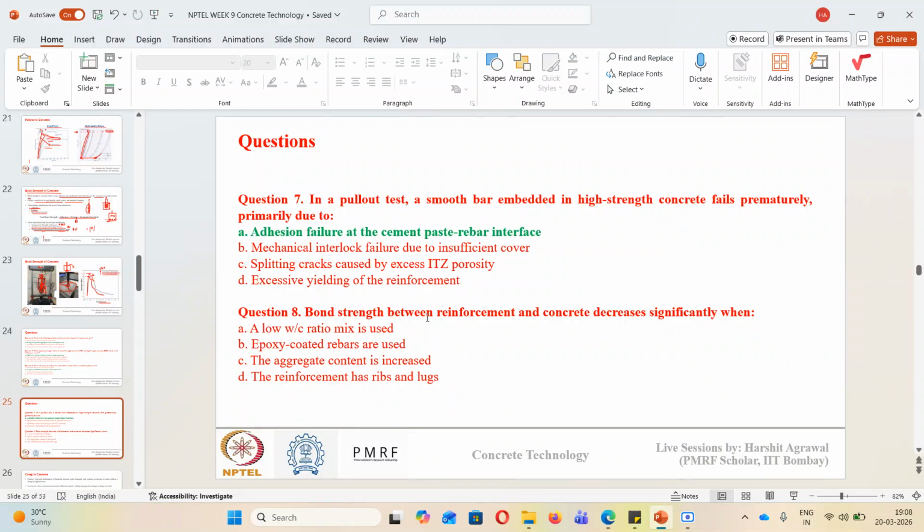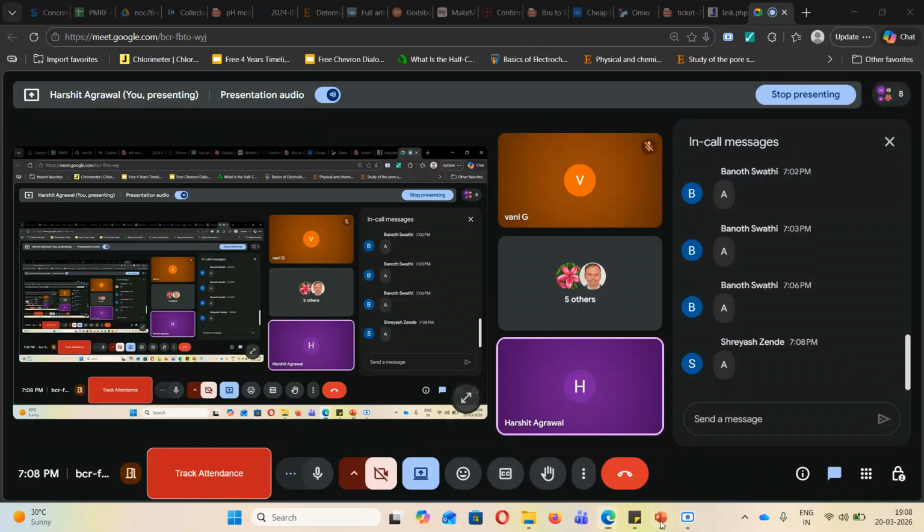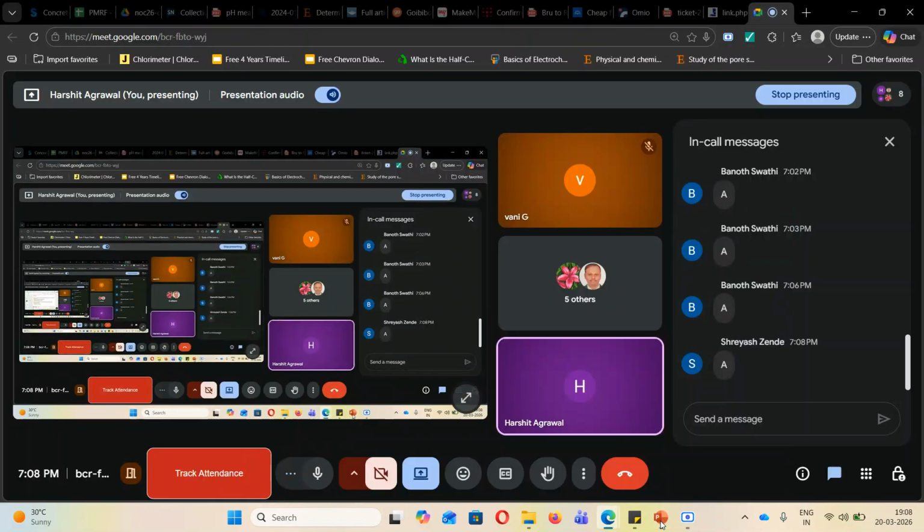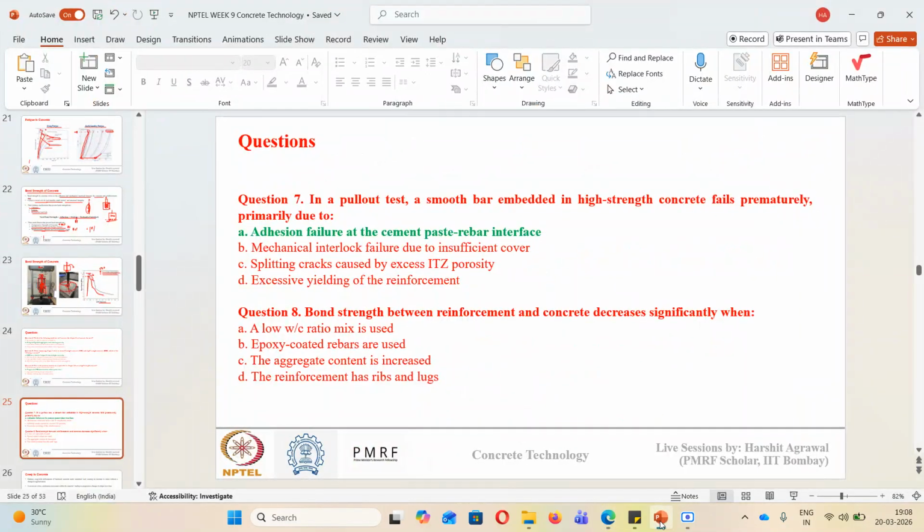Question number 8. Bond strength between reinforcement and concrete significantly decreases when? So in what case will the bond strength of concrete reduce? If I'm using a low W by C ratio, the strength of concrete will increase. So if the strength of concrete increases, the adhesion between the cement paste and the rebar will increase. So bond strength should increase rather than decrease.